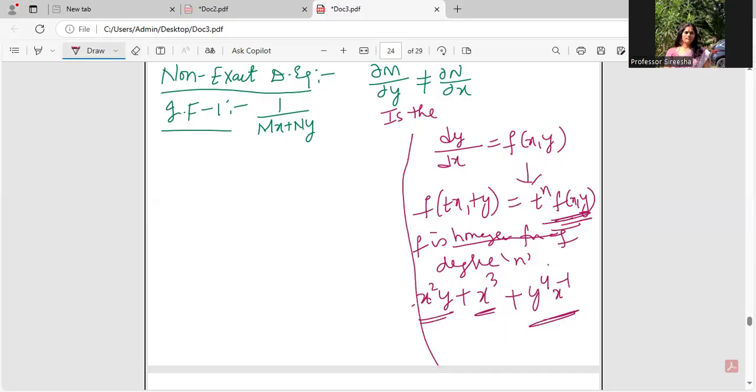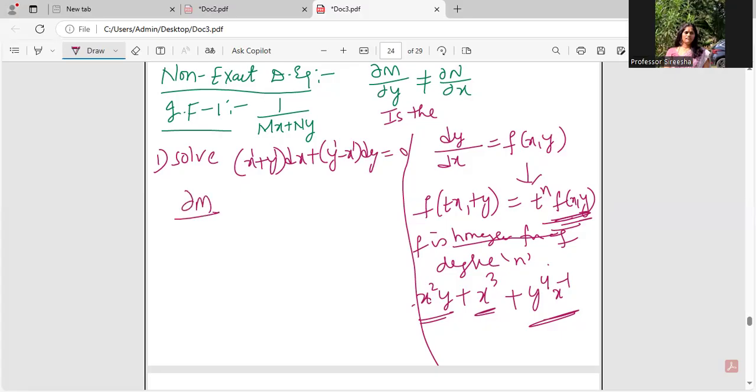I'll consider a problem, whether it's homogeneous or not, let us see, and then proceed. So I have: solve (x + y) dx + (y - x) dy = 0. Clearly, you can observe every term's power is only 1. So it's a homogeneous function. First thing, let me check whether it is exact or not.